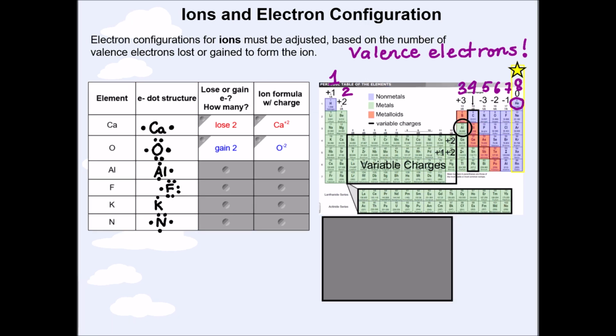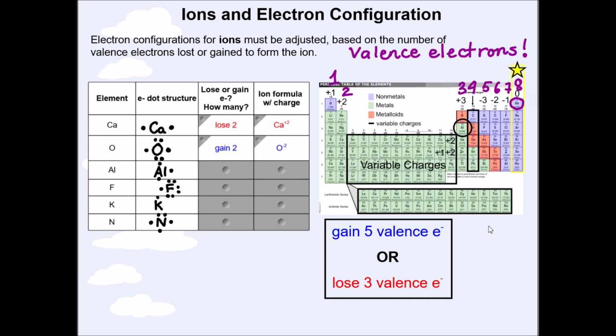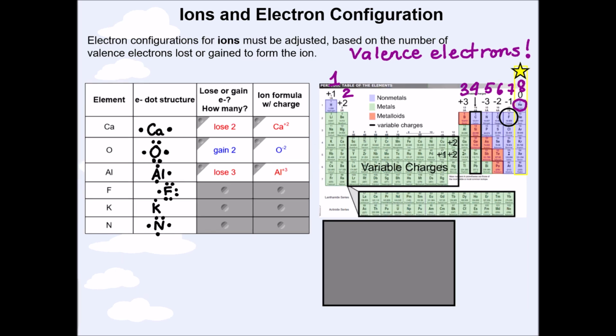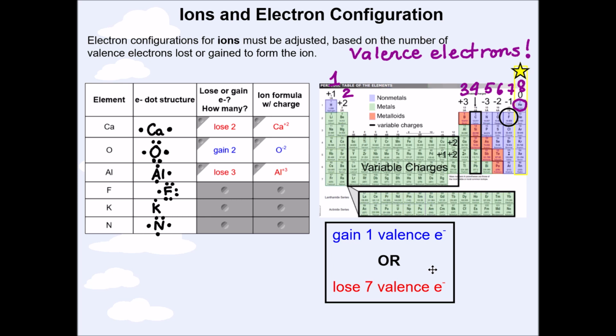Next is aluminum, which has 3 valence electrons, and once again, it can either gain 5 valence in order to achieve 8, or lose all 3 of its valence. And of course, the easier choice is to lose 3, and its ion formula will be Al plus 3. Fluorine has 7 valence electrons. It can either gain 1 valence to achieve 8 or lose all 7 valence electrons. And of course, it's going to choose to gain 1, and therefore its ion formula would be F negative 1.